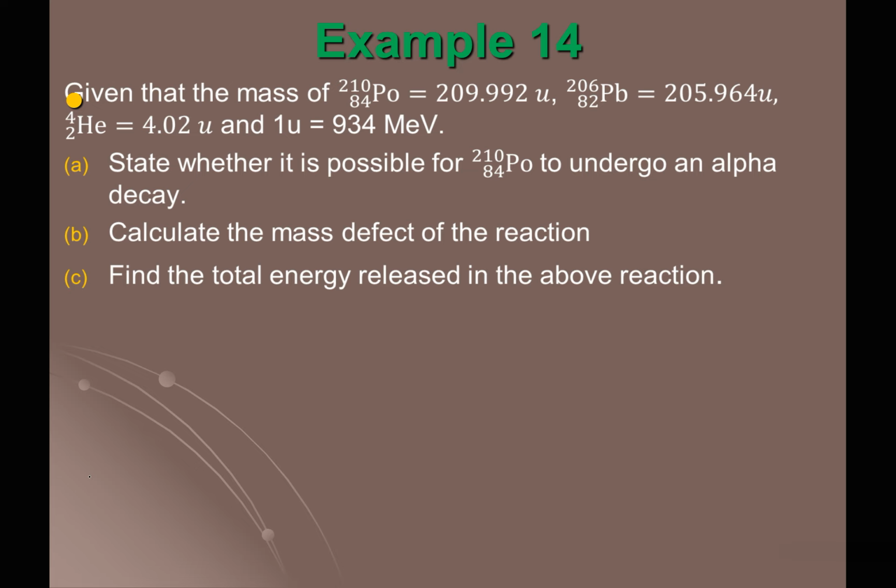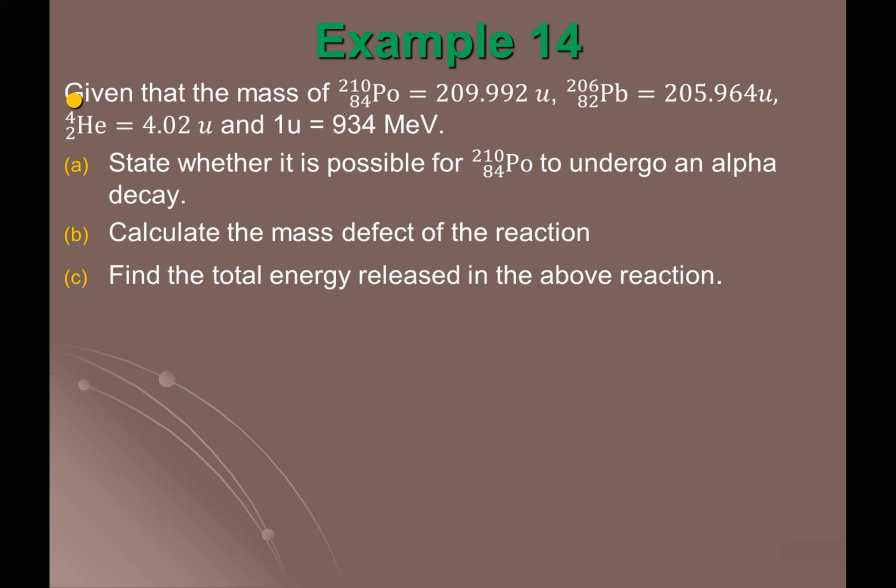I will not waste a lot of time. If there's a difference in mass on both sides, then that difference in mass implies that energy is released, and the energy released is to compensate for the difference in mass. So if there's a difference in mass on both sides of the equation, then the reaction is possible.